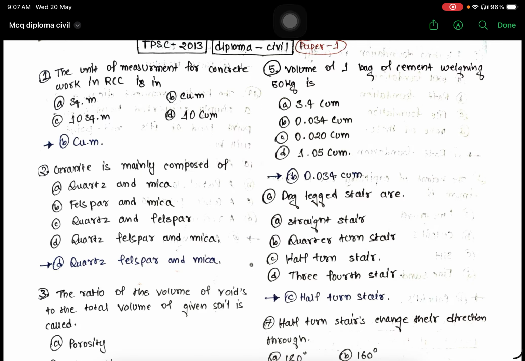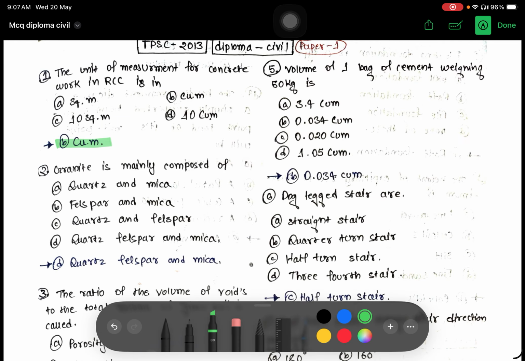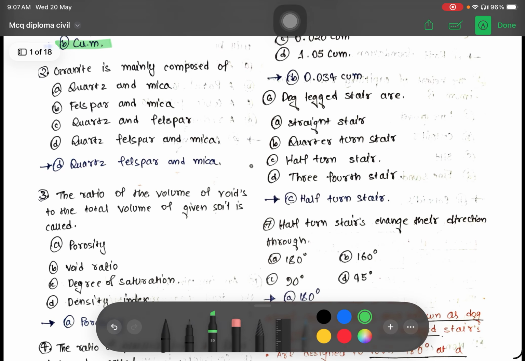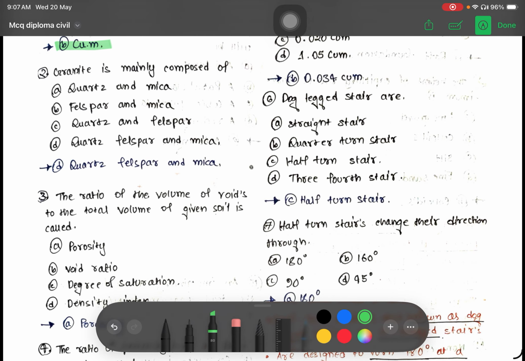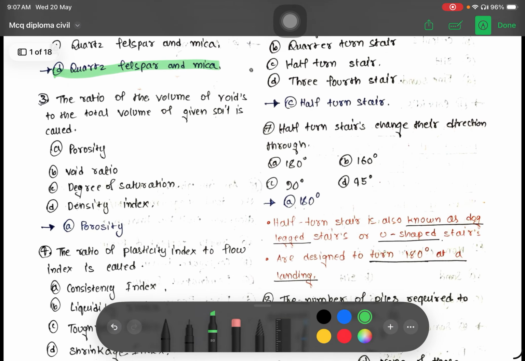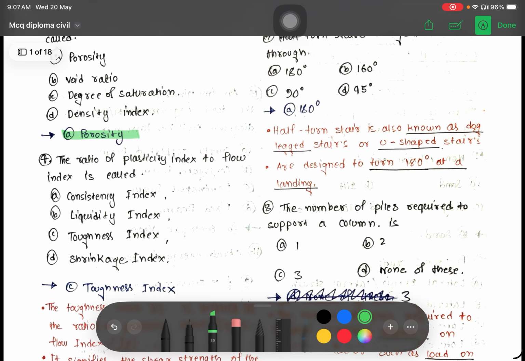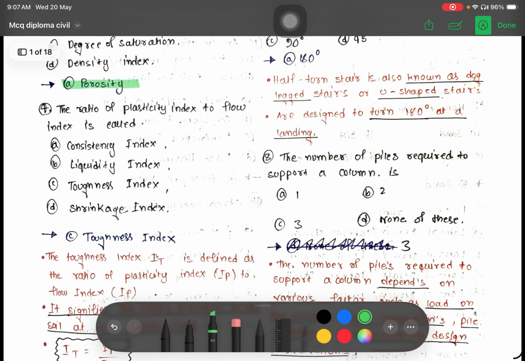So first question: the unit of measurement for concrete work in RCC is cubic meter. Second, granite is mainly composed of quartz, feldspar and mica. The ratio of volume of voids to the volume of given soil is called porosity. The ratio of plasticity index to flow index is toughness index.